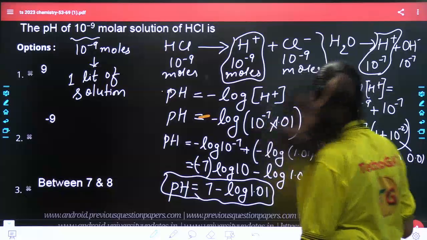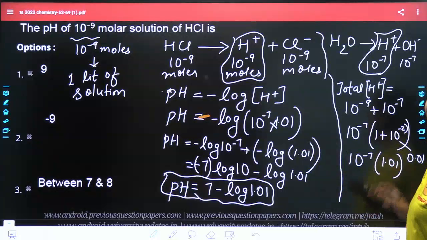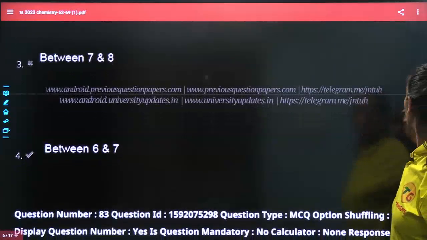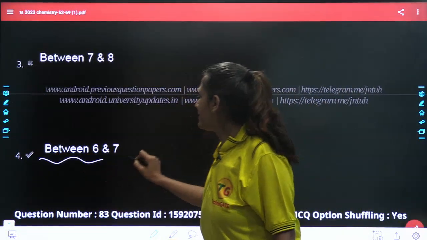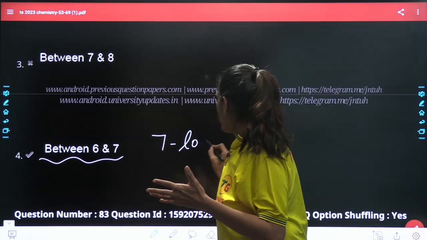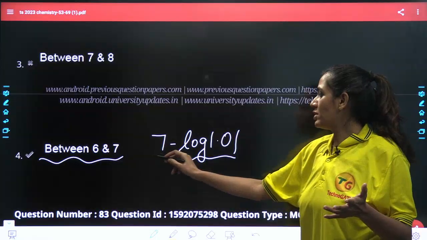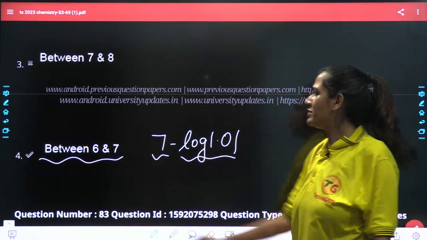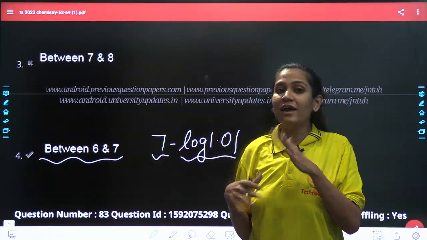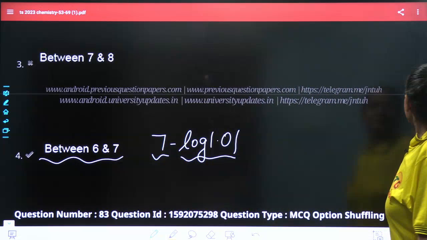So our correct option would be the fourth option. Note it down properly, nicely. Our correct option is this one, between 6 and 7, as it was less than 7. It was 7 minus log of 1.01, so it will definitely have some value. So our pH value would be less than 7 and somewhere between 6 and 7. But always keep this thing in mind that an acid can never have a pH value of more than 7. Good. Next question.